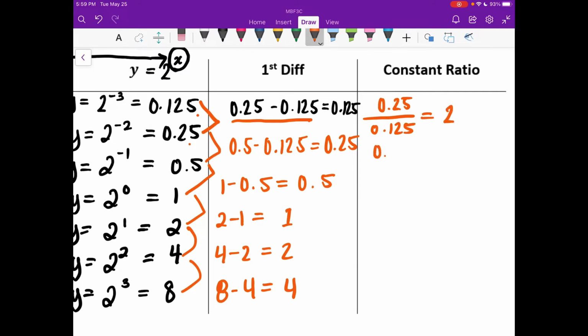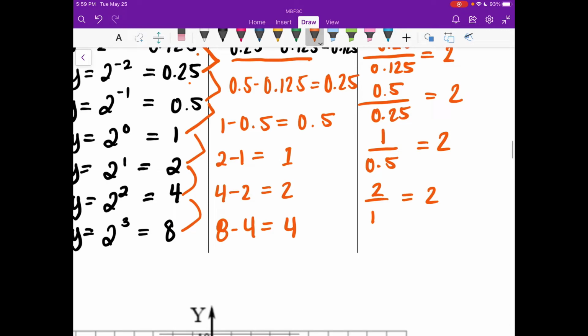Then I have 0.5 divided by 0.25, and that's going to give me 2. Then we go to the next one, 1 divided by 0.5, also 2. 2 divided by 1 is 2, and then 4 divided by 2 is 2. I'm just going to keep going.